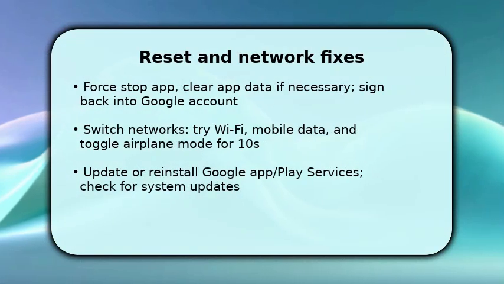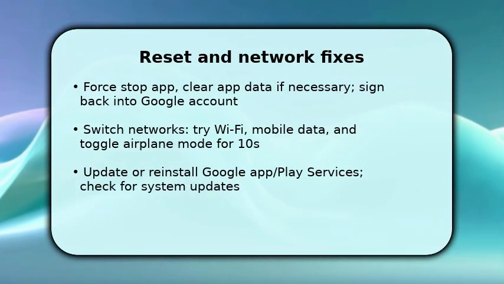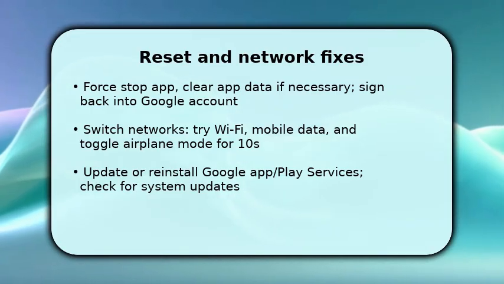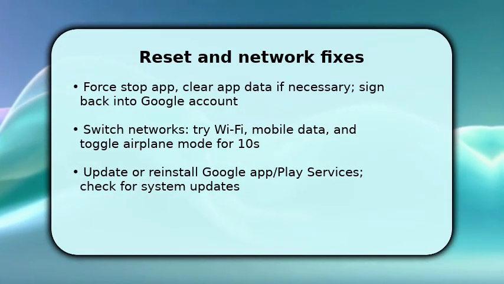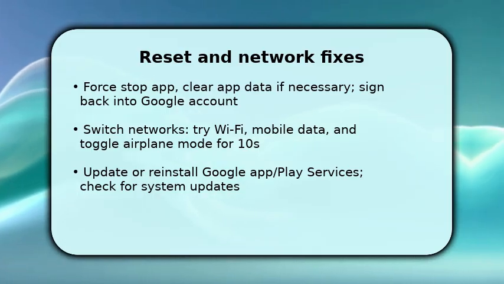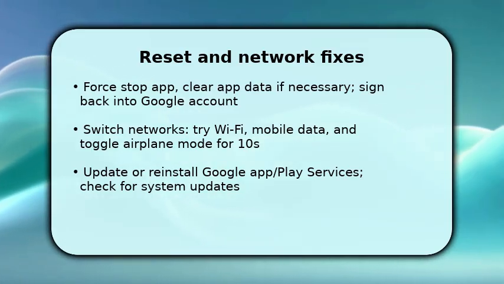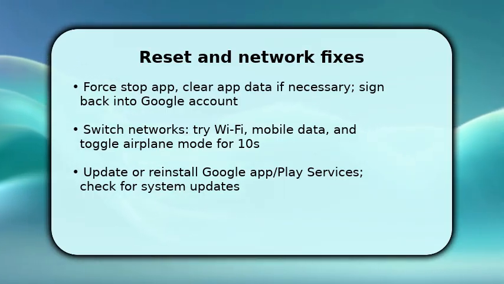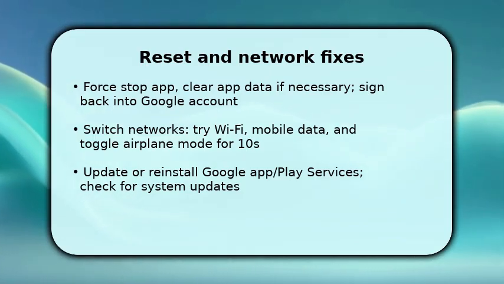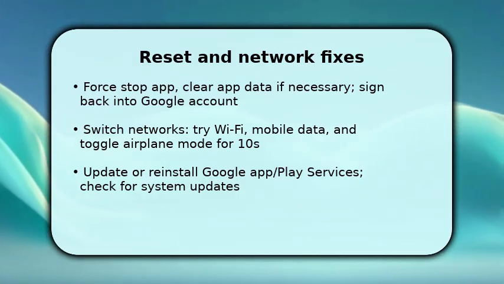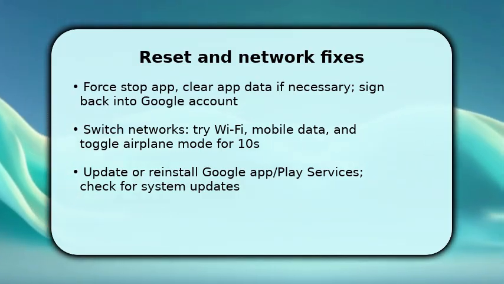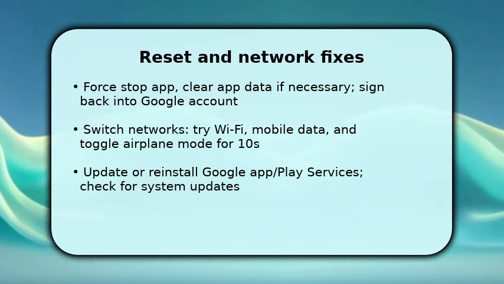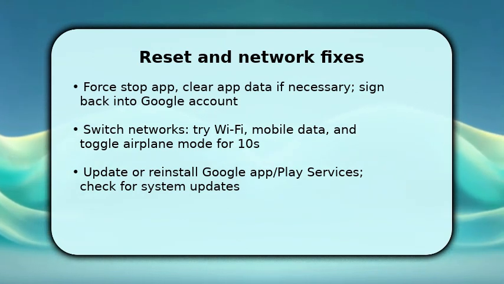Now you move into the detailed troubleshooting steps that resolve most persistent failures. Force stop Google Lens, and if scans still fail, clear app data to remove corrupt settings, then sign back into your Google account so Lens can access cloud features. Network problems block recognition, so test on Wi-Fi and mobile data and toggle airplane mode for 10 seconds to reset radios. Finally, update or reinstall the Google app and Play services, and check system updates. These restore broken dependencies that Lens relies on.